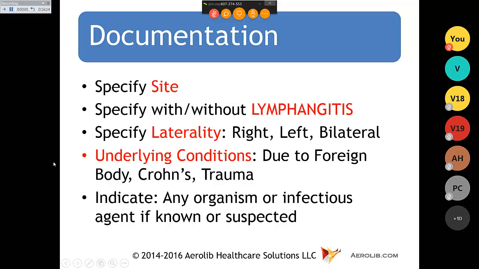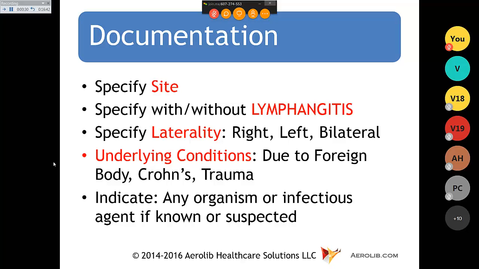So what we need to do is specify site. We need to specify whether there is lymphangitis or not, specify laterality, and that was the basis where ICD-10 came in. A lot of their codes were laterality for orthopedic procedures. But many a times we have seen during our process with a number of cases that physicians and providers just fail to put in if this is a right foot cellulitis or a left foot cellulitis.